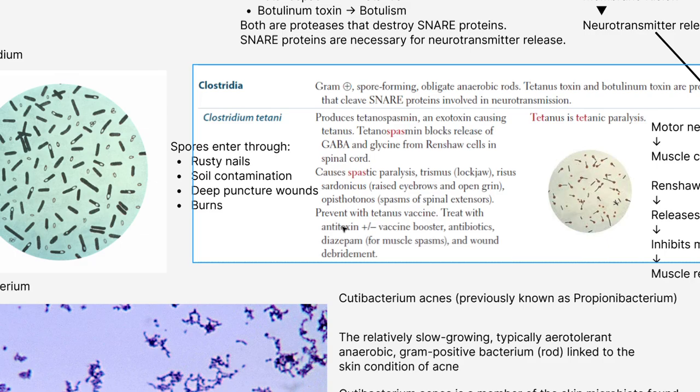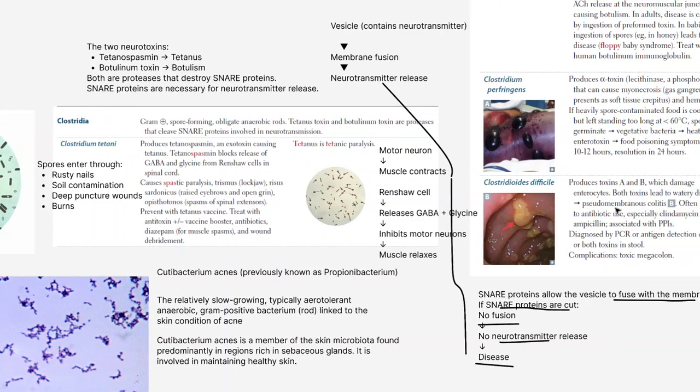You treat with the antitoxin, which is basically the human tetanus immunoglobulin. And then also you do wound debridement because you remove the source of the spores, right? Prevention is through the DPT vaccine, the tetanus toxoid vaccine. We give it to children. Remember that tetanus toxin blocks GABA and glycine, and that leads to spastic paralysis.